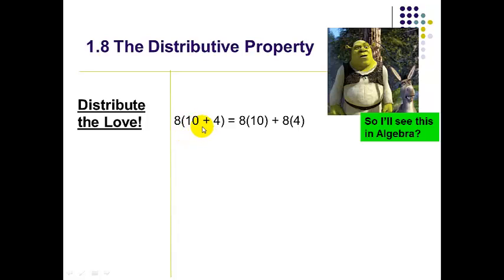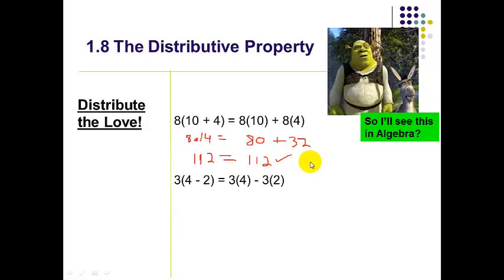So if I was to look over here on the left-hand side, I could do what's in parentheses first. 10 plus 4 is 14. And then I multiply it by 8. Okay. And if I was to do that, that gives us 112. Okay. And then on the right-hand side, what I've done is I'm multiplying 8 by 10. That gives me 80. Plus, and then 8 times 4 is 32. So if I was to add this, 80 plus 32, that would also give me 110. Or sorry, 112.